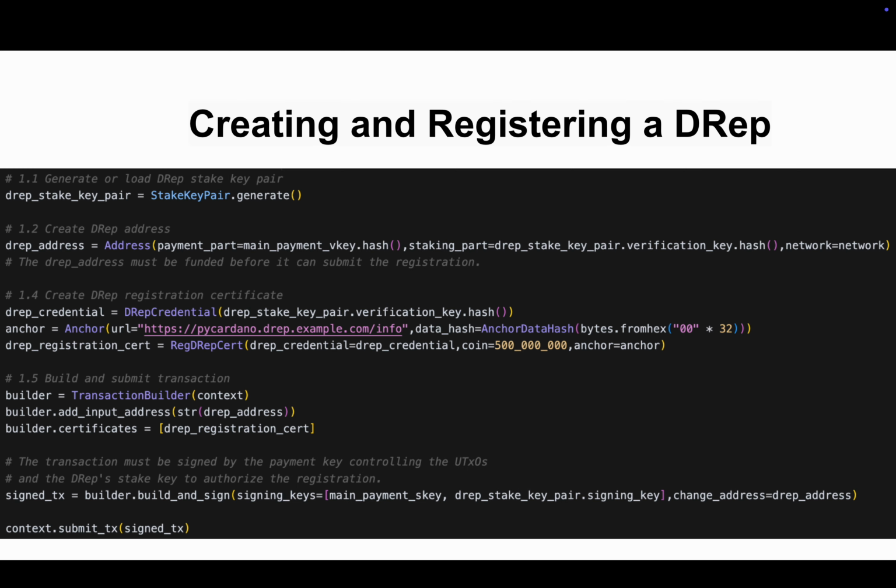Let's walk through registering as a DRep using PyCardano. You'll start by generating a stake key pair for the DRep. The hash of its verification key forms the DRep credential. A deposit, specified as a coin value, is also required. Optionally, an anchor can be provided to link to off-chain metadata. With these, you create a RegDRepCert object. This certificate is then included in a transaction, which crucially must be signed by the DRep stake signing key.